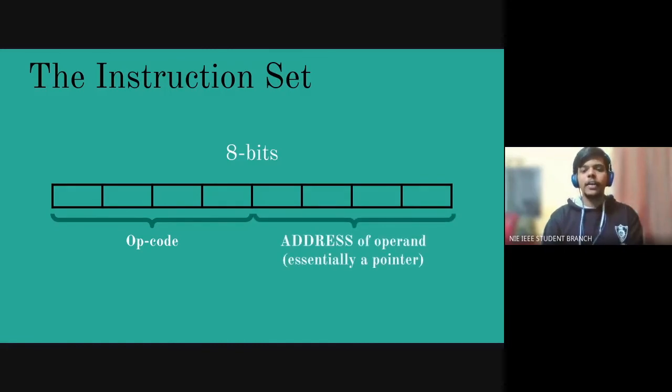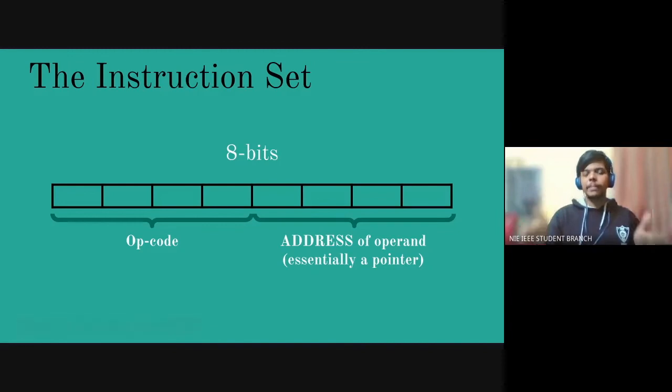The latter half is the address of the operand. You are performing these operations on something, right? Some data. So the latter half represents the address. Note that I've emphasized address. It is not the data itself, but where the data is. If you're familiar with programming, let's say in C or C++, you've heard of pointers. So essentially what the last 4 bits represent is a pointer to where the data is.